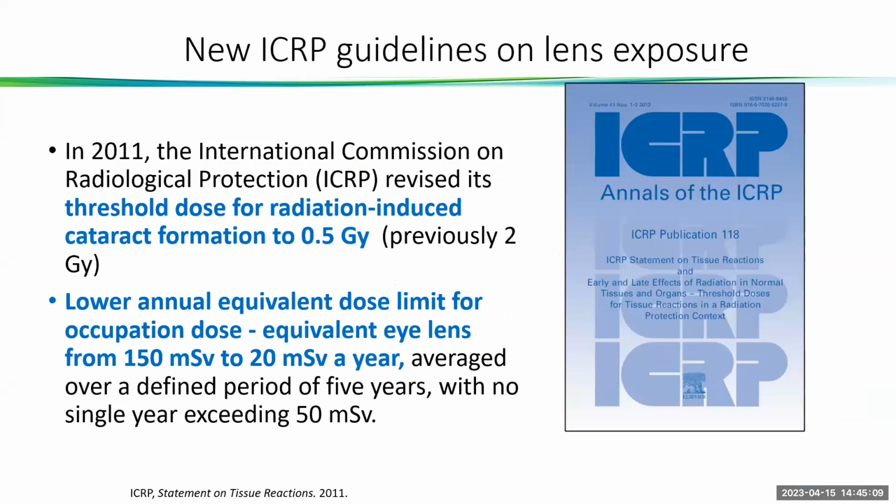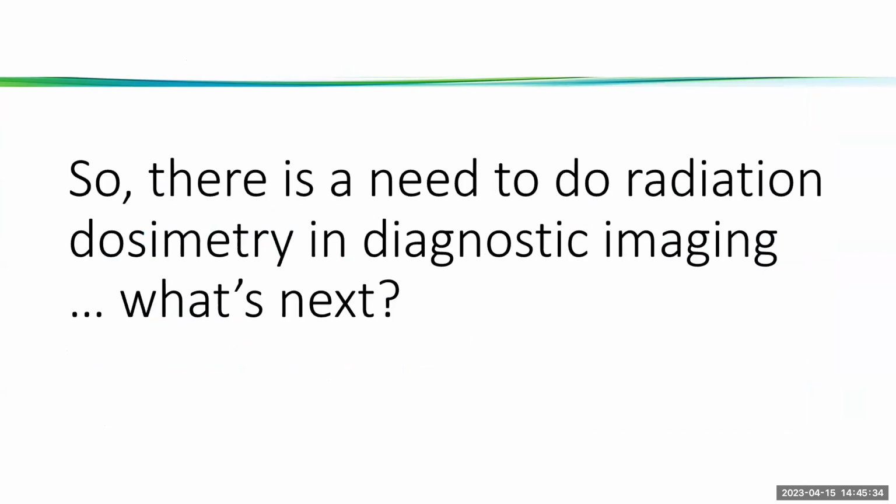In 2011, the ICRP revised their threshold dose for radiation-induced cataract formation to 0.5 gray from previously 2 gray. This also led to a recommendation to lower the annual equivalent dose limit to occupational dose, the equivalent eye lens dose, from 150 millisieverts to 20 millisieverts a year. So there are also implications to the occupational dose as well.